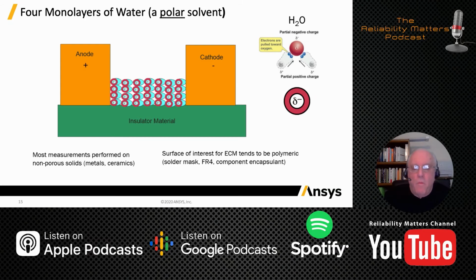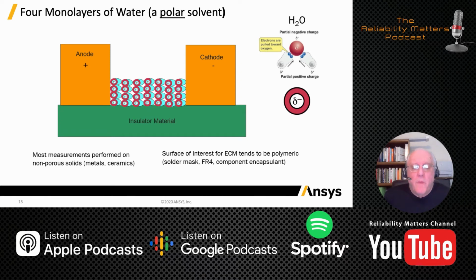So I talked earlier about margin and how much margin do you have. So when we're using a low solids flux in a no clean process, there's a lot of opportunity for things to go wrong there. If we look at this particular graphic, what we're seeing is a circuit board with some traces that I've labeled anode and cathode. So plus on the left, minus on the right. So you have an electric field that's being formed.